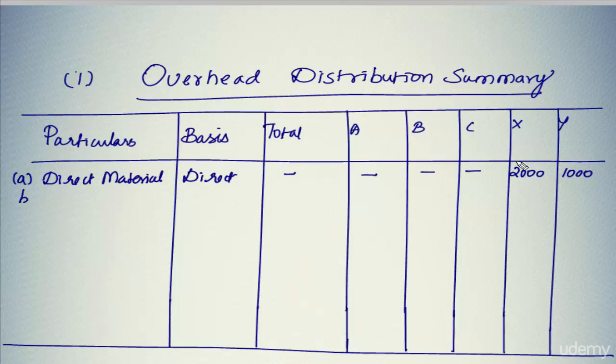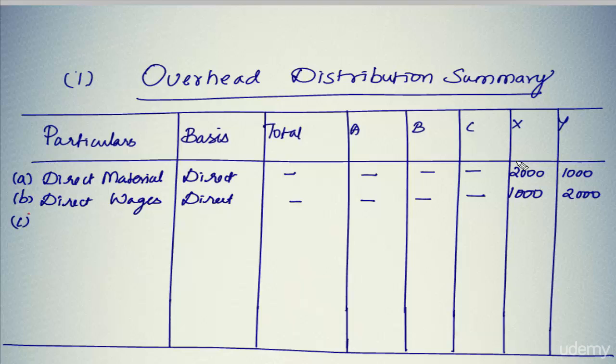Similarly, we have direct wages. Direct wages, again it is a direct allocation as far as the 3 production departments are concerned. So only for the service departments X and Y we have, and it is $1,000 and $2,000. The next comes the area of apportionment.